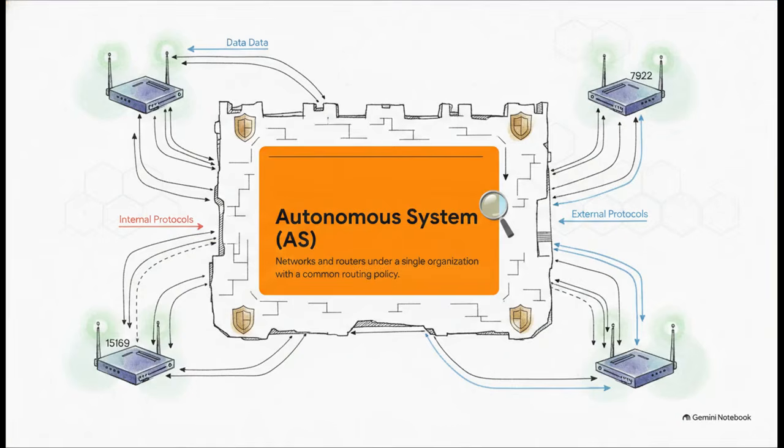First up is the Autonomous System, or AS. Think of this as your organization's own digital sovereign territory. It's basically a collection of networks and routers that are all under the control of one single entity, presenting a unified routing policy to the outside world.